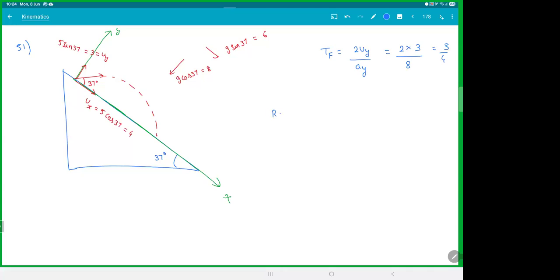The range would be ux, that's 4, times time of flight 3 by 4, plus half ax, which is 6. Now this time it is plus because it's in the direction of the x-axis. Time of flight 3 by 4 squared. Do this, you'll get 75 by 16. That's what most of you got. Must be right.